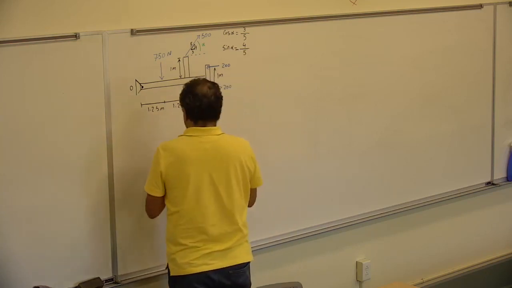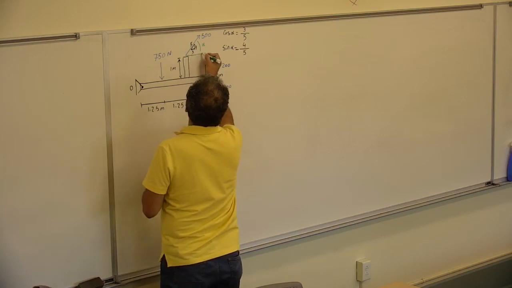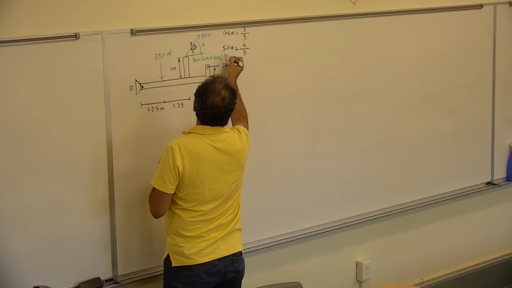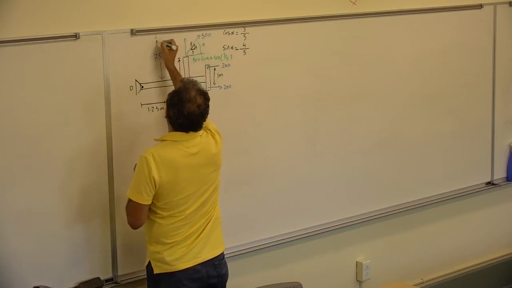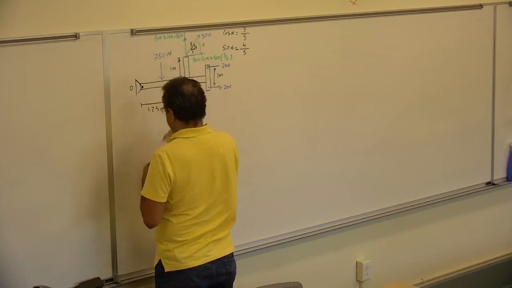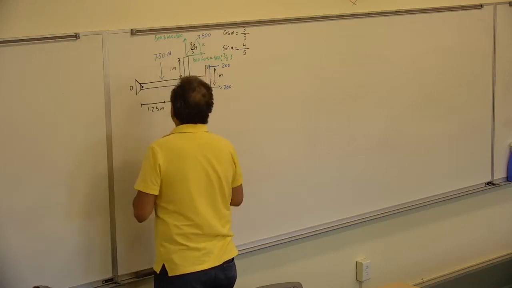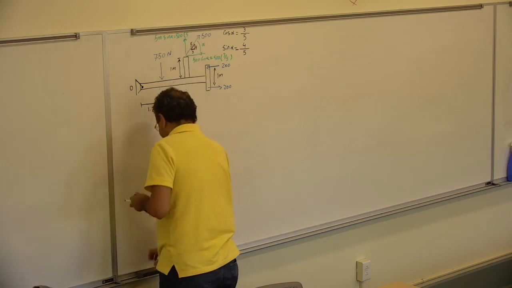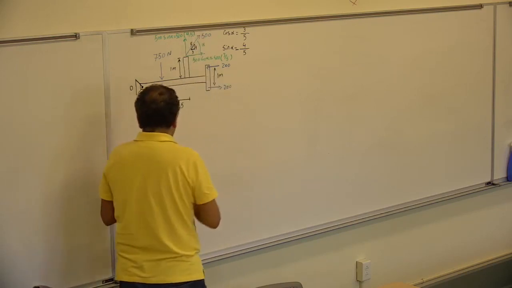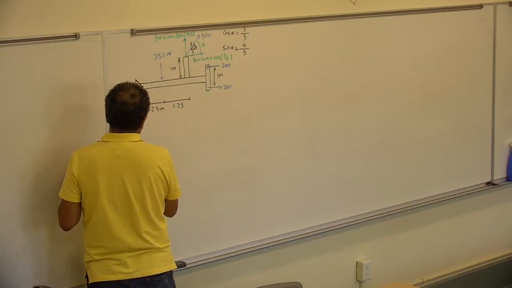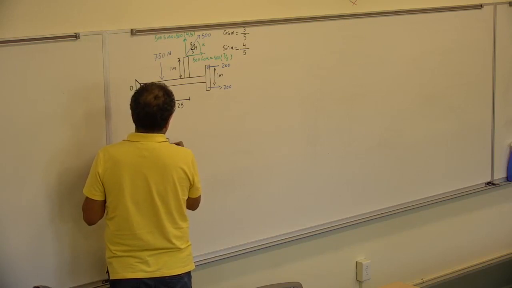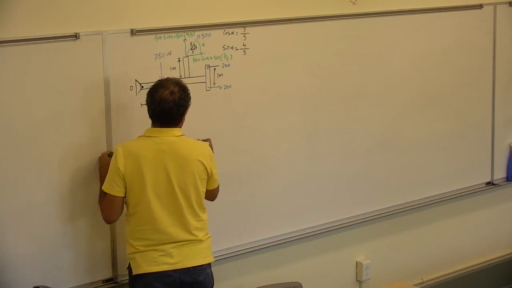So now I can go ahead and find these two force components. This one is going to be 500 sine alpha, or 500 times 3/5. This one's going to be 500 sine alpha, 500 forward. So now I have all the forces in the x and y direction. So I can say sigma Fx in the x direction. So I have 500 times 3/5 plus 200 minus 200.